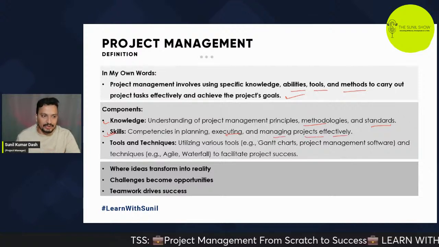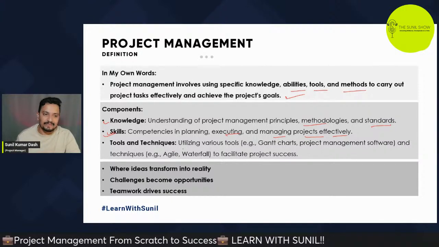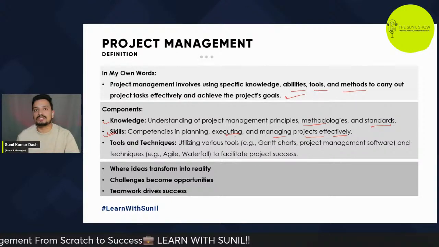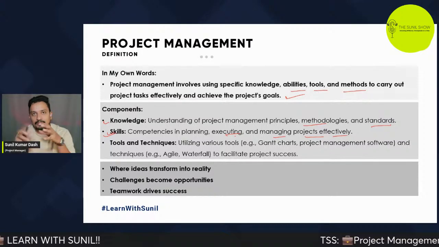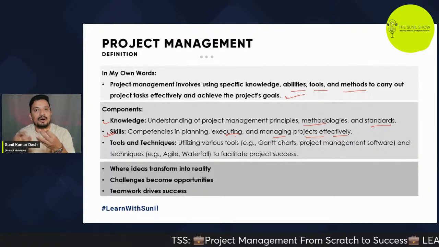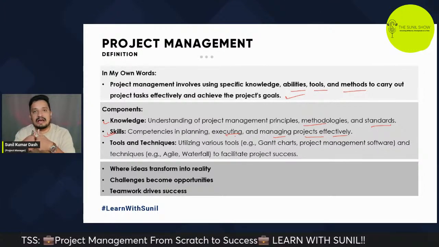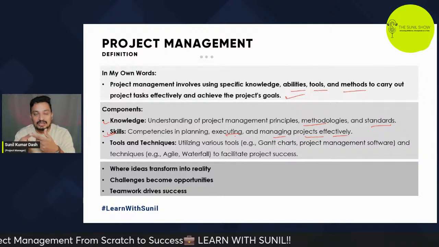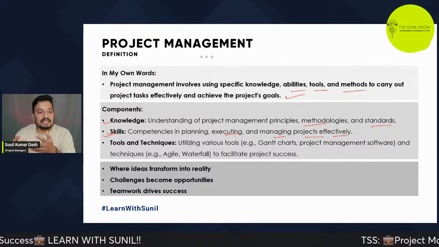The third component is called tools and techniques. So we have to use different tools, like Jira as a project management tool. We have communication tools like MS Teams or Slack or other various tools. Similarly, we have to prepare documentation, Gantt charts, project planning, project milestones. So that's what we mean by tools and techniques.